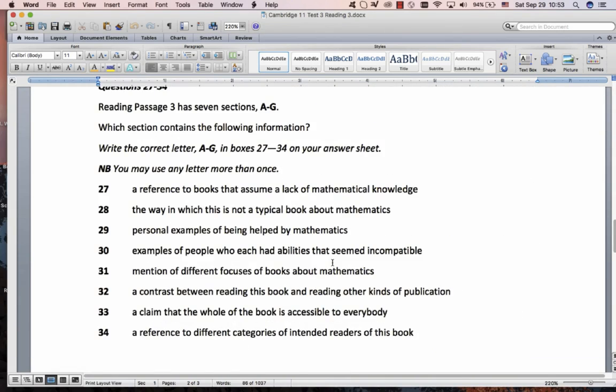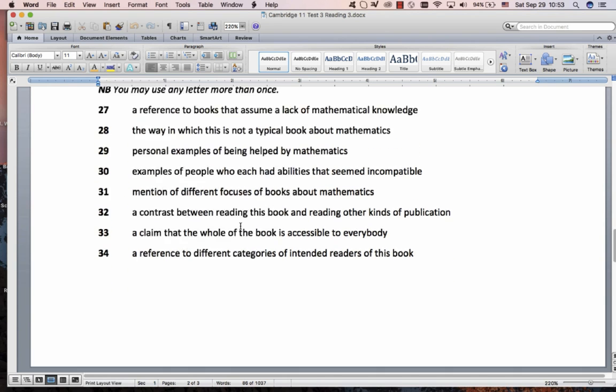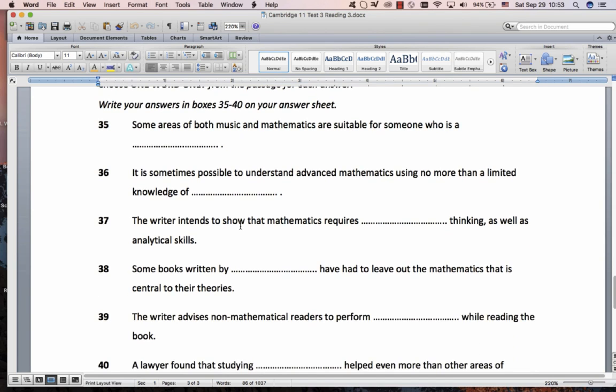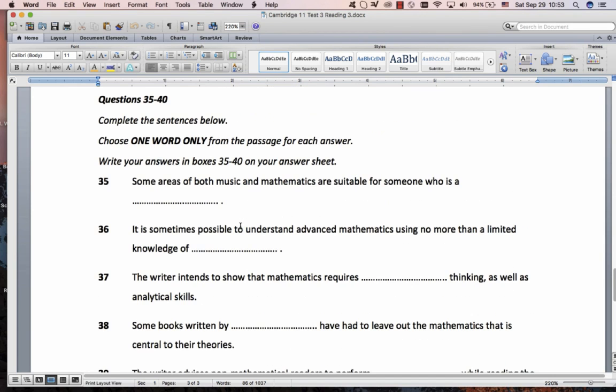Looks pretty difficult. This is the matching information question type. Definitely leave that for later. And just to help a little bit, at least we have some gap fills. So let's start with the gap fills. First thing to do, find where they come from.